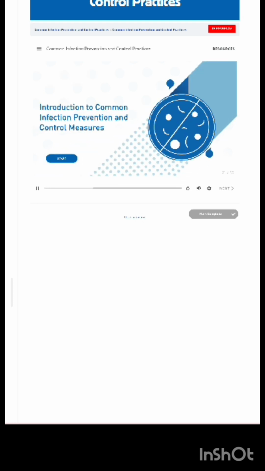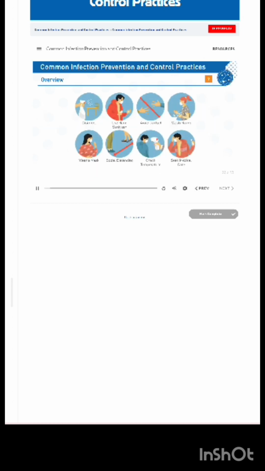Introduction to this learning session on common infection prevention and control measures. In this session, we will discuss the significance of infection prevention and control and describe the different methods of infection prevention. We will also discuss core elements of infection prevention and control and methods used for surveillance.